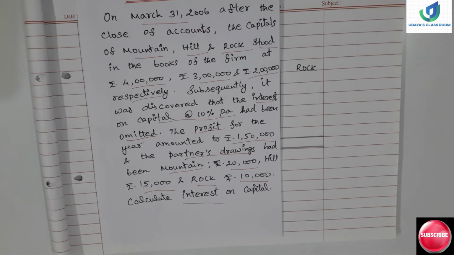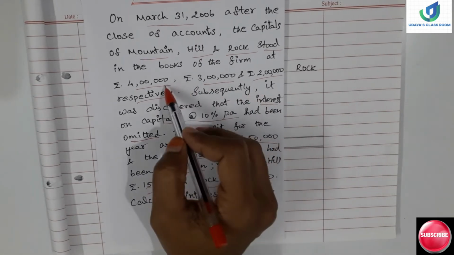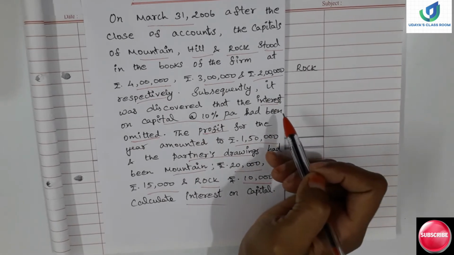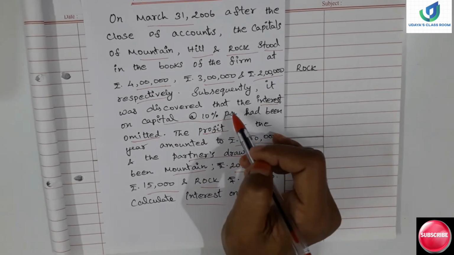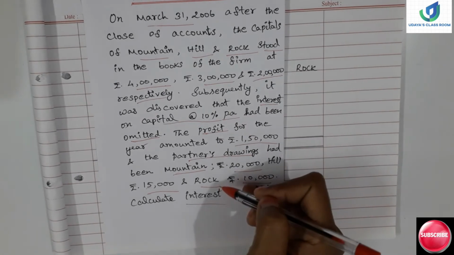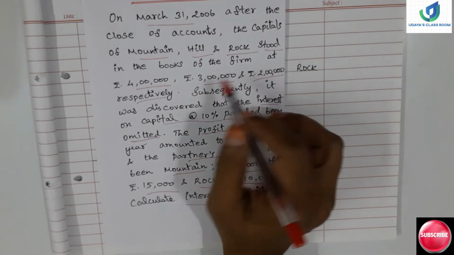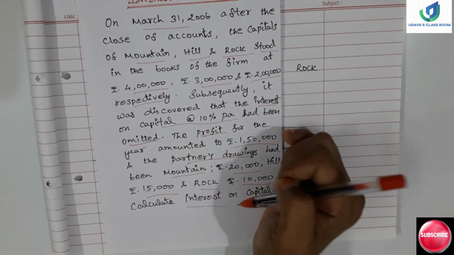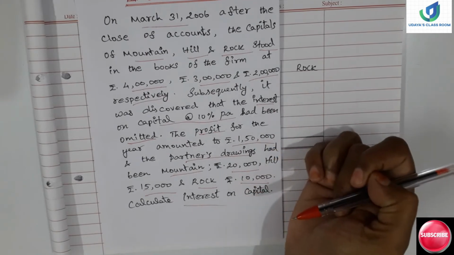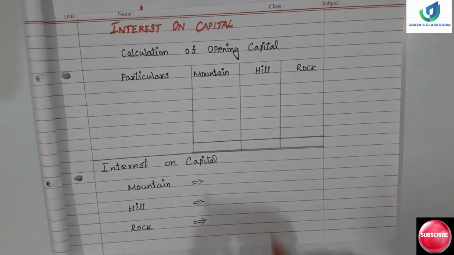We all know in order to calculate interest on capital, we need the opening capital of the firm. We don't have the opening capital of the firm. We have got the closing capital of the firm and all other information. So in order to calculate the interest on capital, we have to find out the partners' opening capital first, and then only can we calculate the interest on capital. Now let's see how to calculate opening capital.